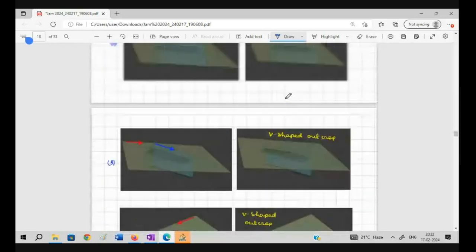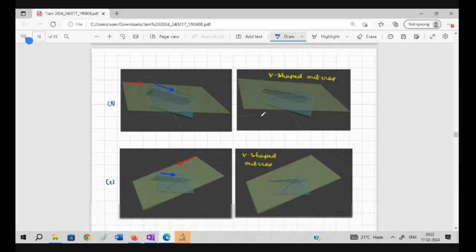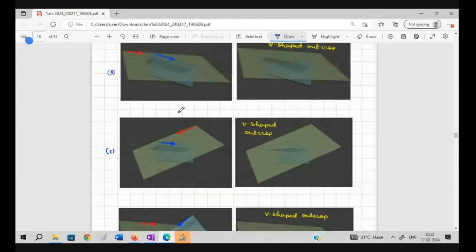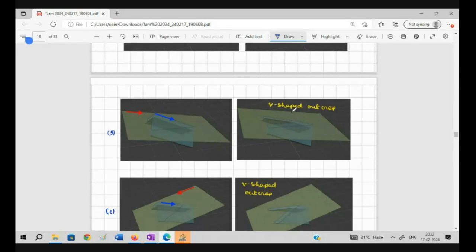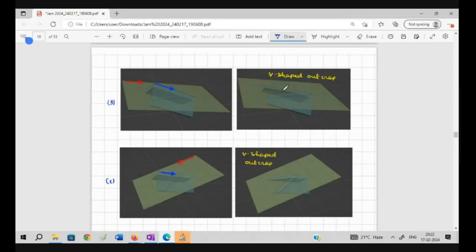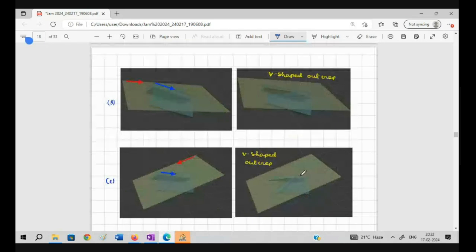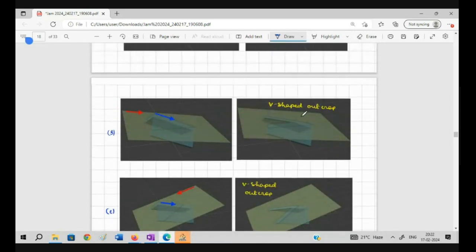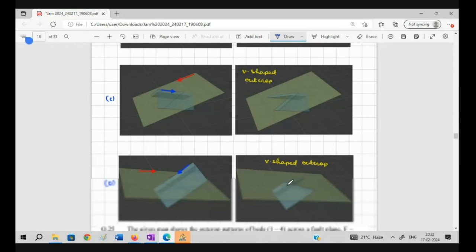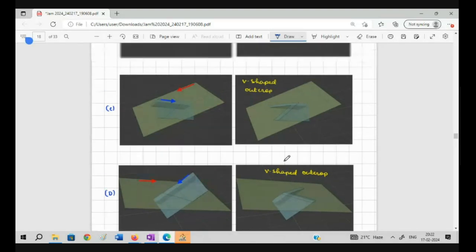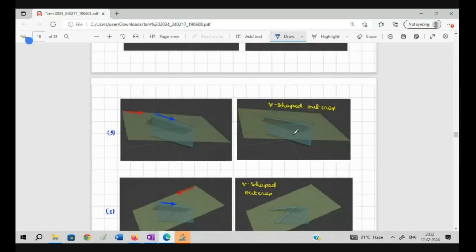Some cases are here. You can see here either the fold axis is plunging with a greater amount in some cases, or less than the ground slope sometimes, and in all cases there is a V-shaped outcrop. You can see here the ground slope and the plunge direction are opposite to each other, so they will show a V-shaped outcrop. And in these cases also a V-shaped outcrop is formed.